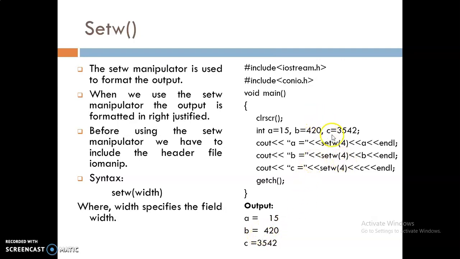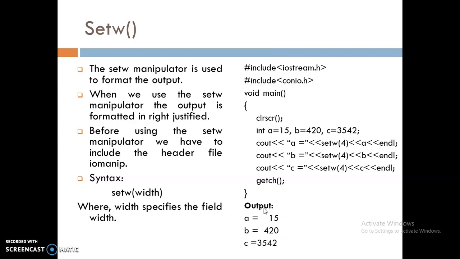But when we look at variable C having the value 3542, it means it has 4 digits. So it will occupy all the 4 characters. So you can see here there is no blank space. So the setw manipulator is used to format the output. Users, if they are interested, can add this as a manipulator in the program just to make the output better. When we use the setw manipulator, the output is formatted right justified. It means the digits or characters are moving to the right side.